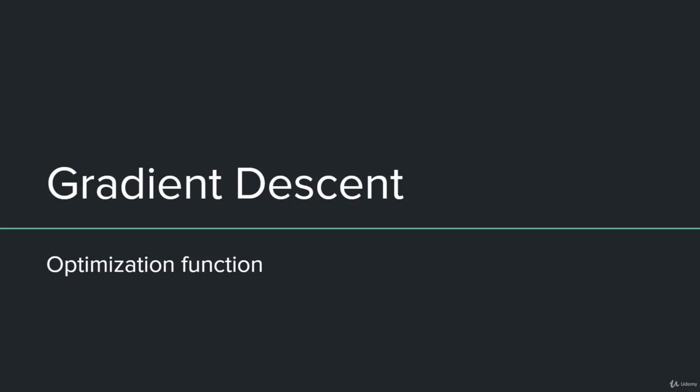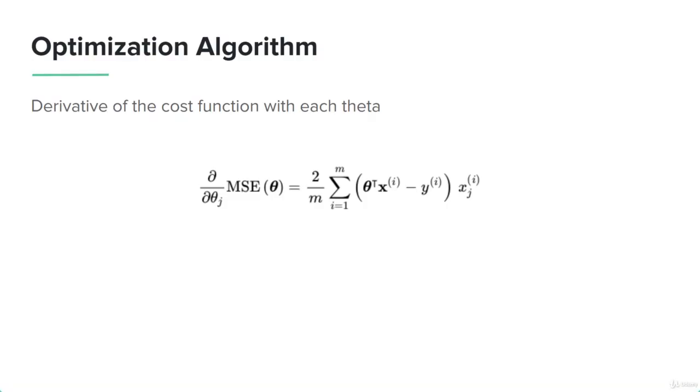Okay, so let's talk about the optimization function for this particular machine learning algorithm, and we are going to study gradient descent, which is the optimization function. We're going to see how we can use it to optimize the weights and minimize the cost function. So the optimization algorithm is something like this.